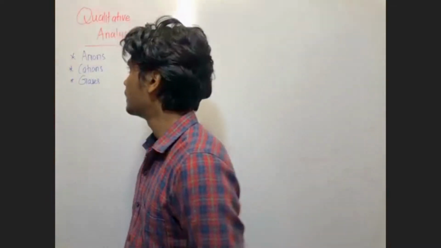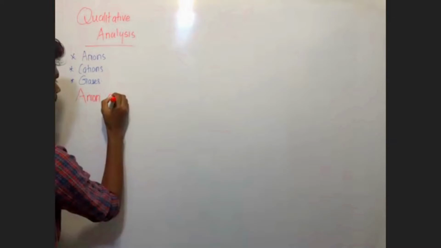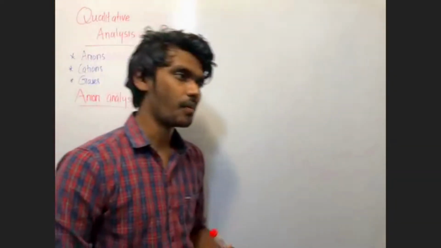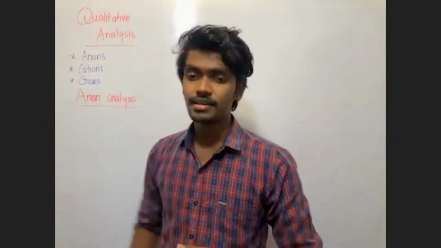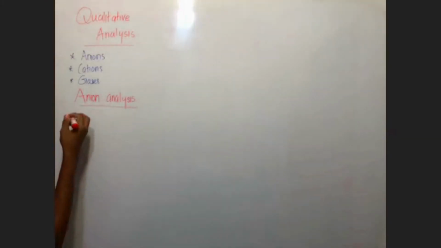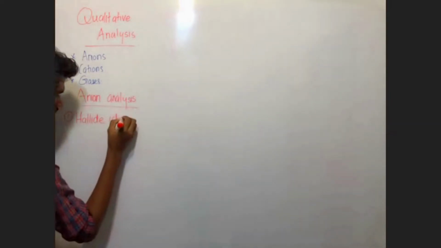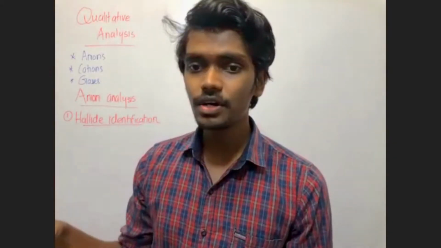Okay, all right. So we are under anion analysis. Once again, we are going into a subtopic, anion analysis. Under anion analysis, the first analysis that we are going to do is the halide analysis, the identification of halides. These are the halides that we have to identify.